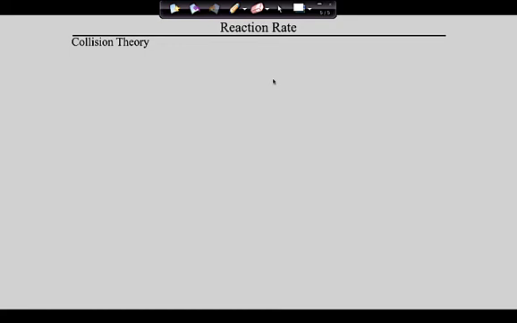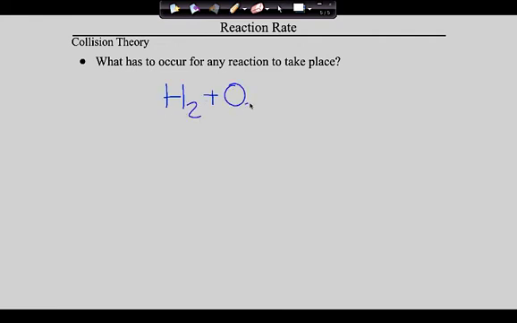Now, in order to figure out how fast reactions go, we need to first of all answer the question, what has to take place in order for a reaction to occur at all? And the answer to that question is the reactants have got to bump into each other. So say, for example, we're looking at a reaction where hydrogen molecules are bonding with oxygen molecules. Well, even a better example, sodium atoms are running into chlorine atoms and forming table salt.